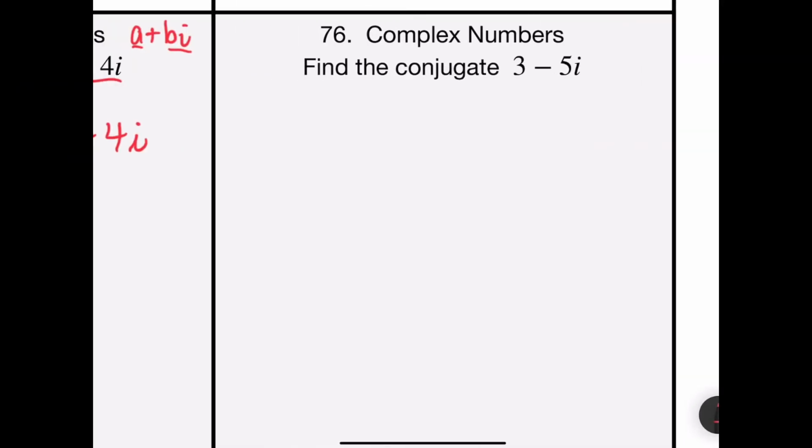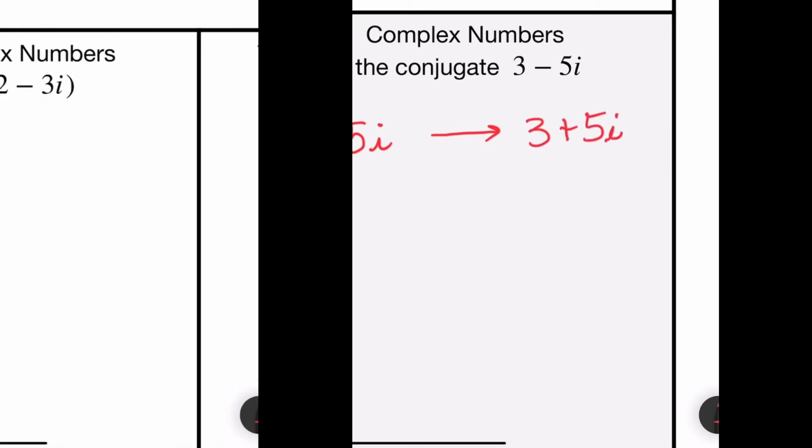Problem number 76 is also complex numbers. It says find the conjugate of 3 minus 5i. So the same type of problem as before, I have 3 minus 5i. The conjugate is its partner in the difference of squares factoring pattern. It's going to be the opposite sign of negative. It would be 3 plus 5i.